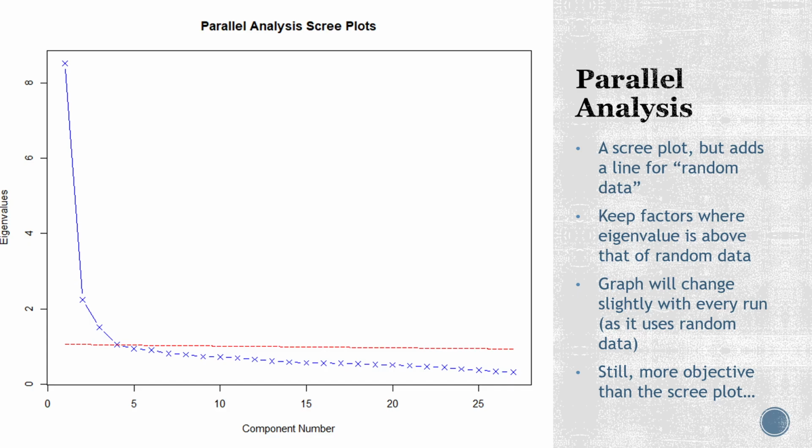On the other hand, the first three factors do seem to be doing better than random data. So we would keep factor 1, factor 2, and factor 3 because they seem to be contributing more than they would if this were just random data. And that's how we interpret a parallel analysis.